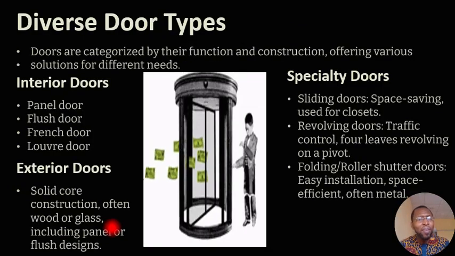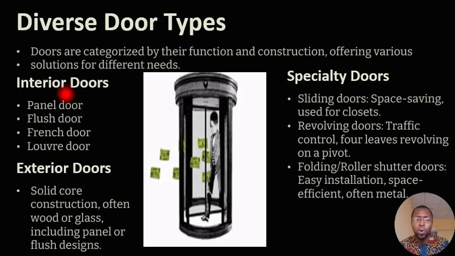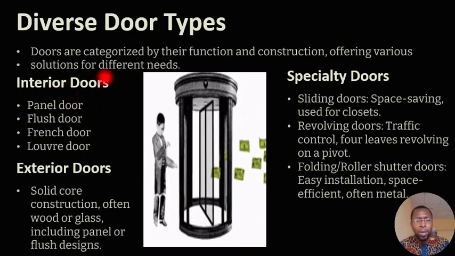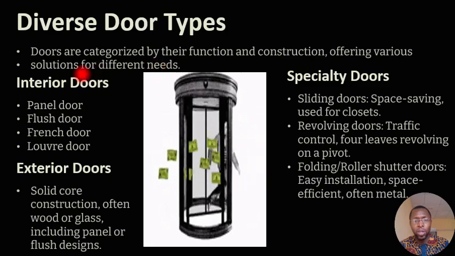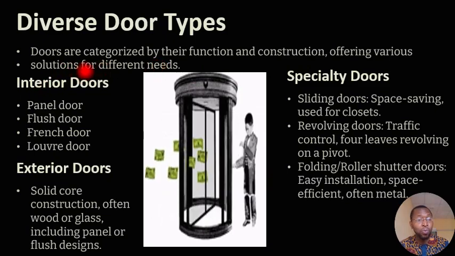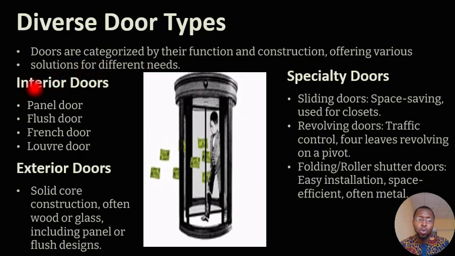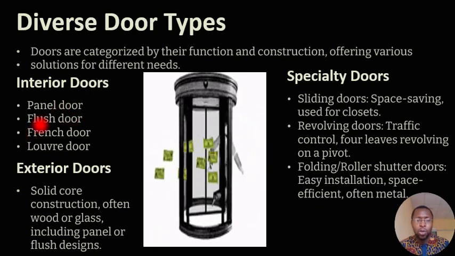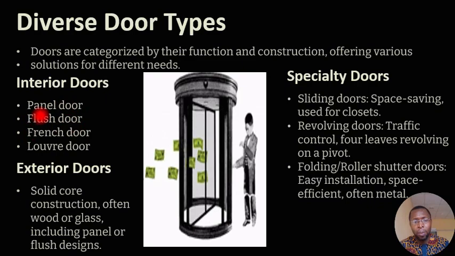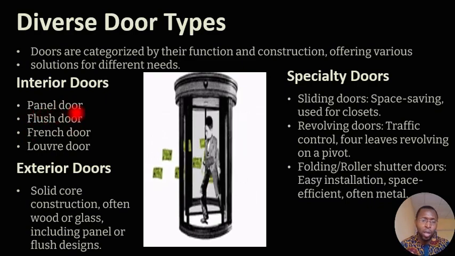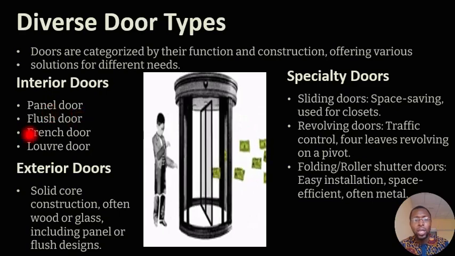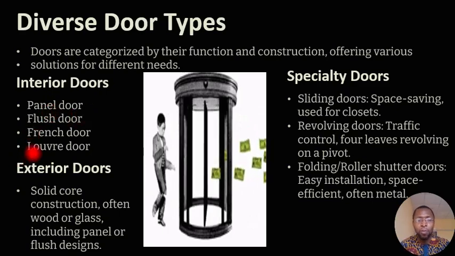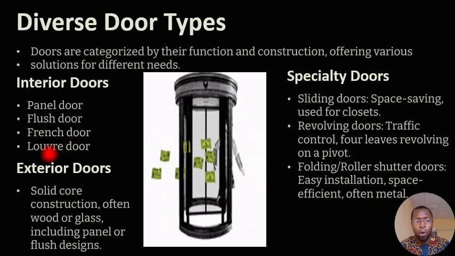Then we have diverse types of doors. So doors are categorized based on their function and construction. Okay, and with this, they offer various solutions for different needs. So we have the interior doors, those that are used for the interior part of the house, like your room. So these interior doors can be in the form of panel doors. Interior doors can be panel door, they can be flush door, they can be French door, they can be louvre door.